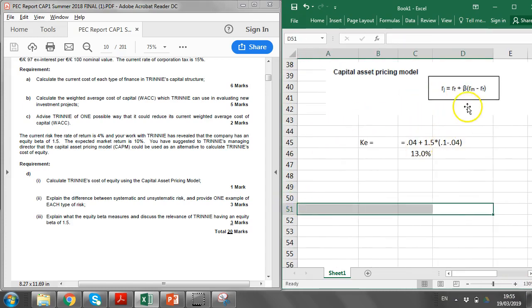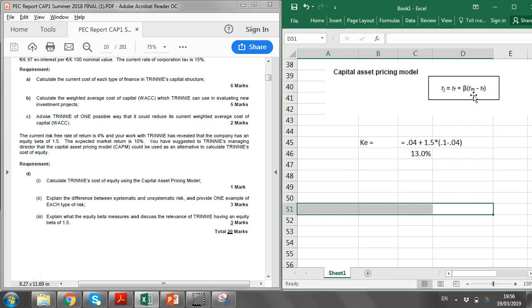And this figure, RM minus RF, is often called the market risk premium. So they can tell you, they could say there the market risk premium is 6% and you sub it in directly. But if they tell you the market return, then you have to take off the 4% to get to it. So just be careful what you're given in an exam paper. But that's a simple 1 mark, and you have the formula already given.